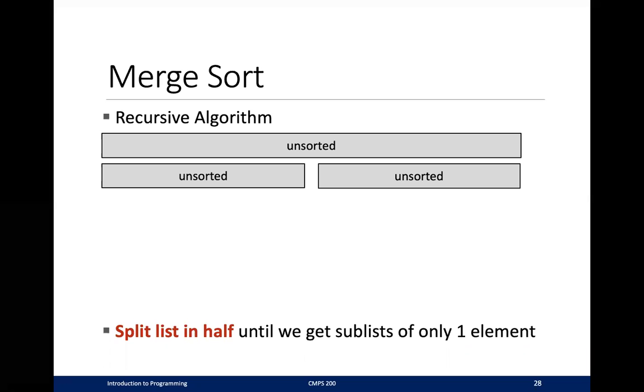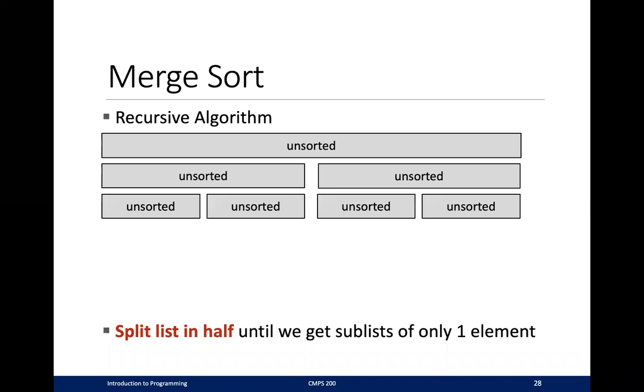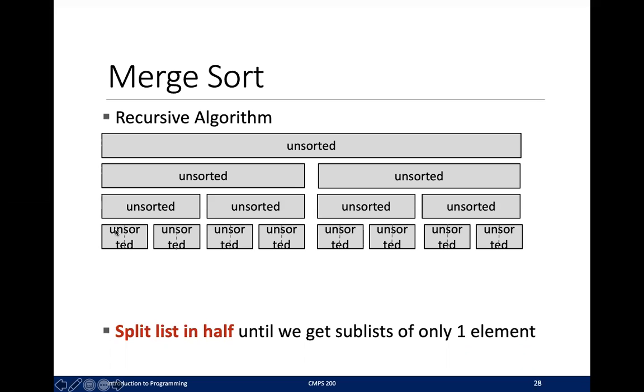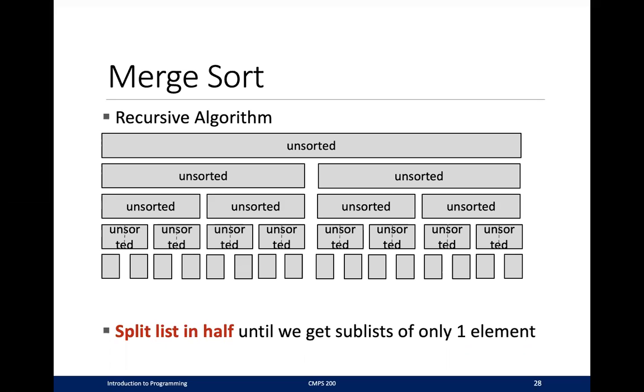You take the input list, which is unsorted, and you split it in the middle, into two sublists, each of roughly half the size of the input list. Then you do the same recursively. You take the first half and split it into two halves. You take the second half and split it into two halves. And you keep doing this. We take this quarter and split it into one eighth of the original size, and so on. Keep doing this until you get a sublist of only one element. So that's the base case.